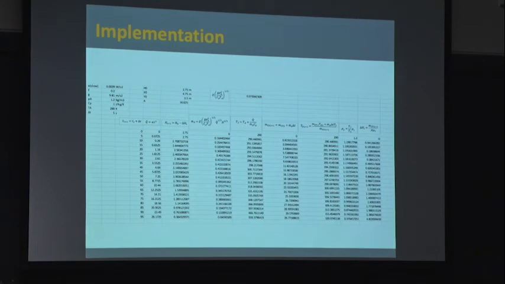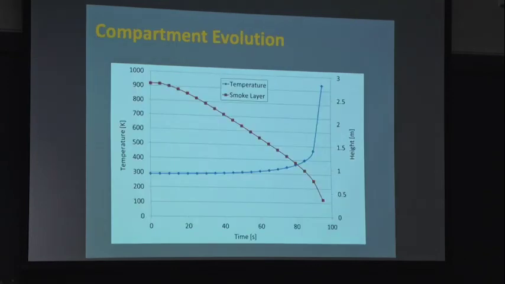Is that okay? Once you have that, you can plot it, and you can see that the smoke layer starts at 2.75 and it starts descending until it basically hits 0, which is the point where you get to flashover. And the temperature is pretty much ambient for a very long period of time, and then eventually it takes off.